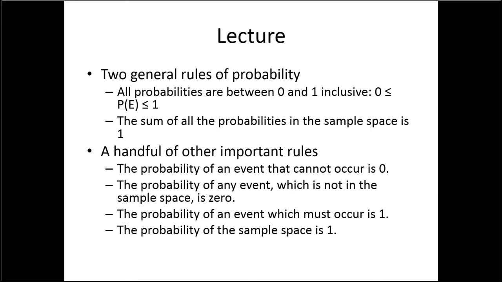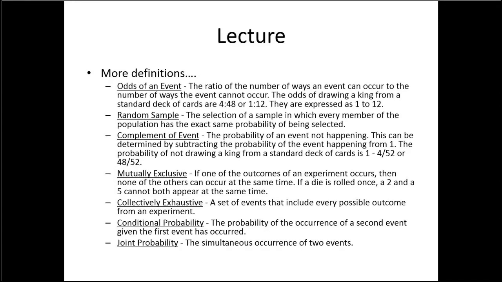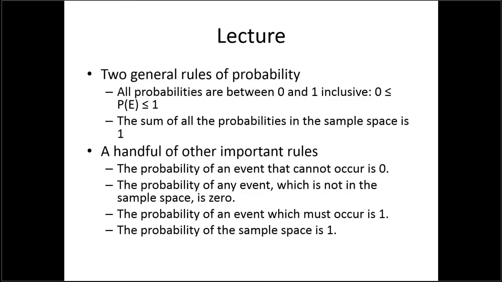All probabilities have to be between 0 and 1. 1 means it occurs every time. 0 means it never occurs. You cannot have a negative probability. You cannot have a probability of more than 1, because that means you have a greater than 100% chance of something happening, which sadly is not possible. And if you take all the probabilities together, the collectively exhaustive set of events, the sum of all of them, adding them up, has to be 1.